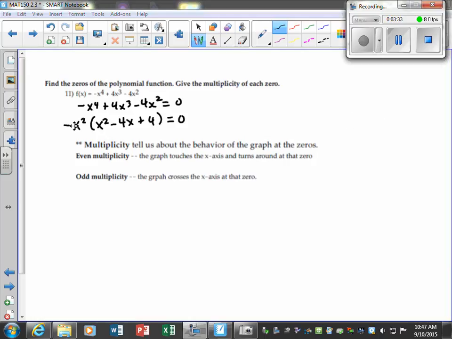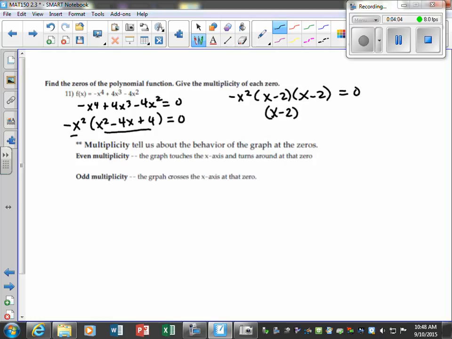Okay, factor out a negative x squared and we get this left over. Now if I want to factor this, what multiplies to give me positive 4 but adds to give me negative 4? That would just be x minus 2, x minus 2. Then I can rewrite this as x minus 2 squared, because these two are both identical.